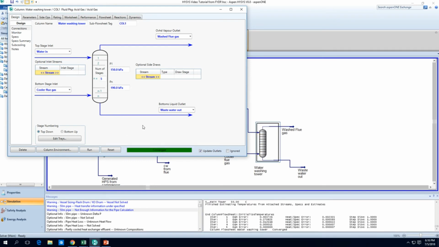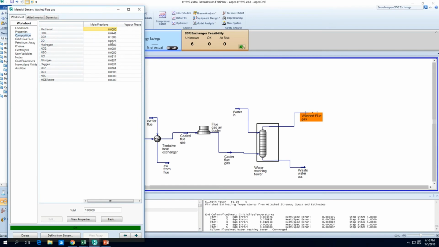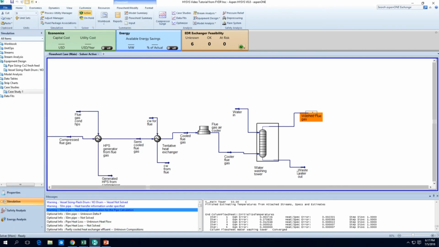Okay, it can converge, so that's not an issue. So we have some of the flue gas coming out, and significantly less water, which is good news. More CO2. You can see that there's barely any NO2 left. You can look at the mole flows. Barely any NO2 left because most of it has just dissolved. You can see that there's quite a fair bit of SO2. Now that's not what we want. So what can we do about it?